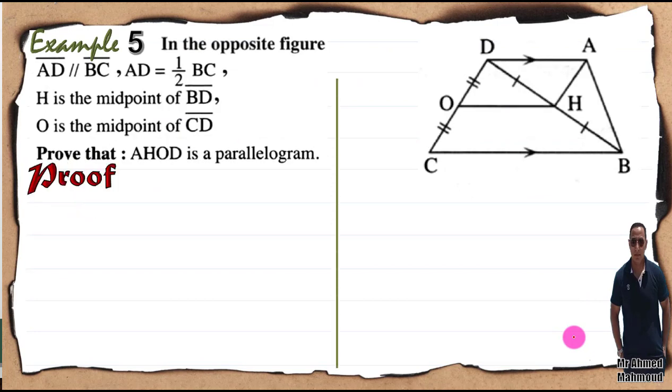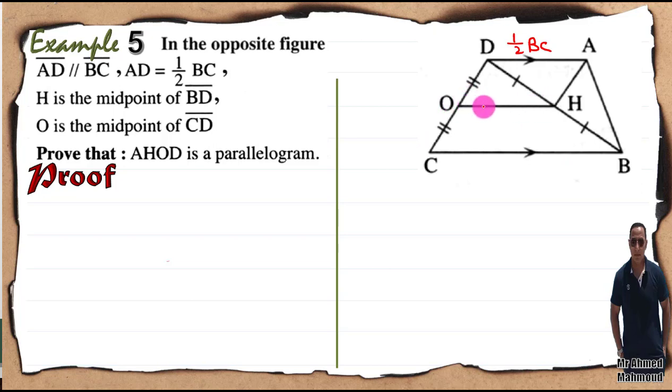Now in this case we have AD parallel to BC and AD equal half BC. H is a midpoint, O is a midpoint. Prove that AHOD is a parallelogram. First, by looking in triangle DBC, H is a midpoint and O is a midpoint.